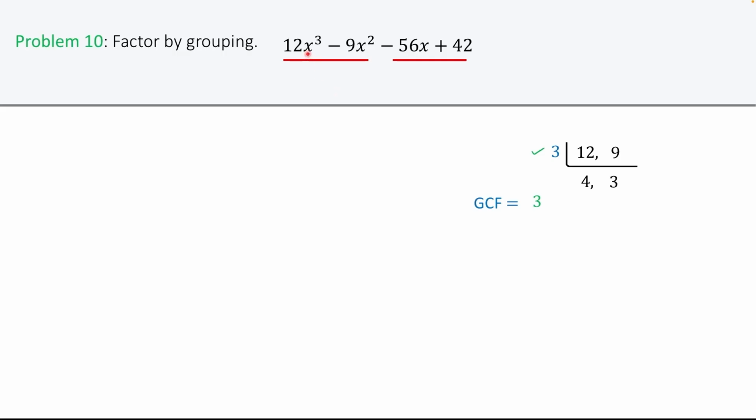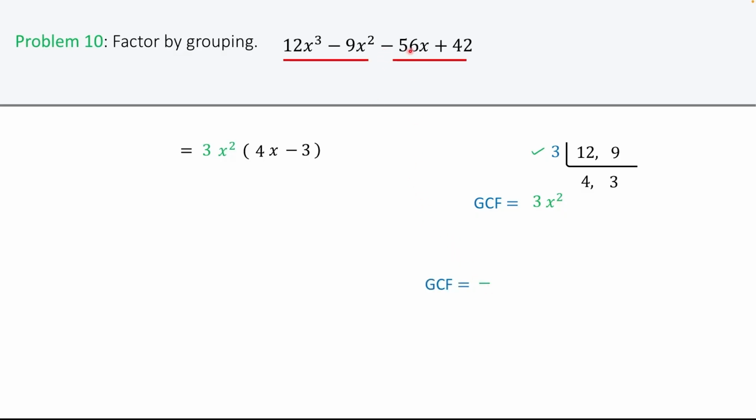Next, find the GCF of the variable. You have x cubed and x squared. The GCF is x squared. So the GCF is 3x squared. Factor out 3x squared. And divide each term by 3x squared. 12x cubed divided by 3x squared is 4x. Minus 9x squared divided by 3x squared is 3. Next, factor this expression. There is a minus sign, so you need to factor out the negative sign. So put a negative sign to the GCF.